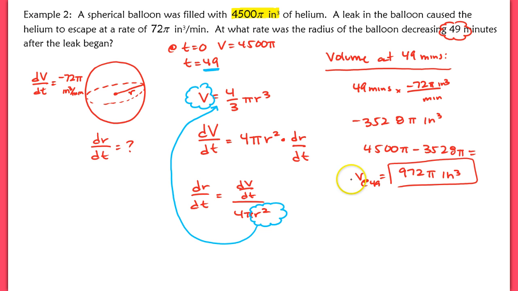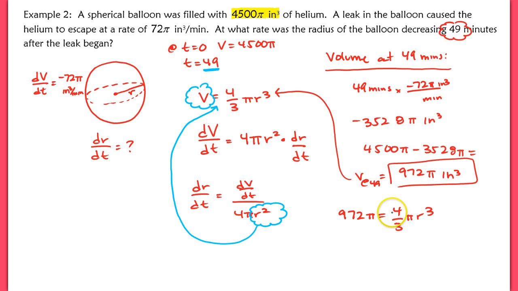Finding that volume now allows me to use this equation here to solve for R. Remember, we need R in order to find dr/dt. So if we take 972 pi and set it equal to 4/3 pi r cubed, we'll be able to solve for R.